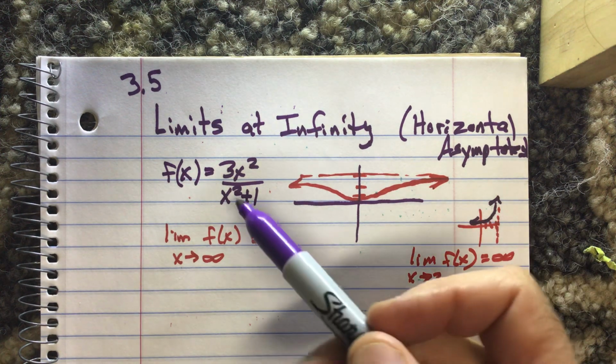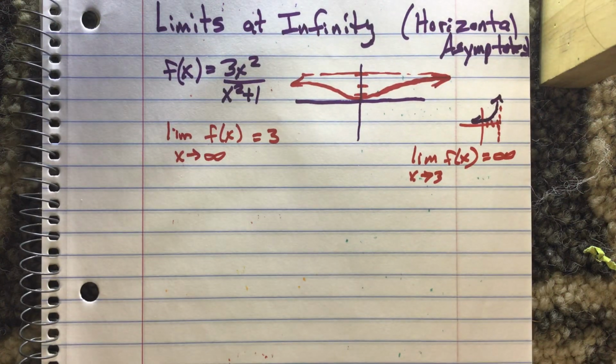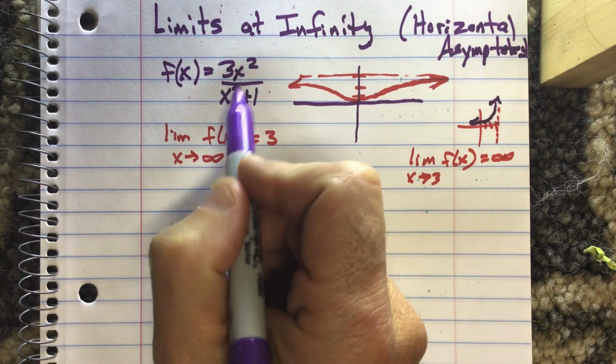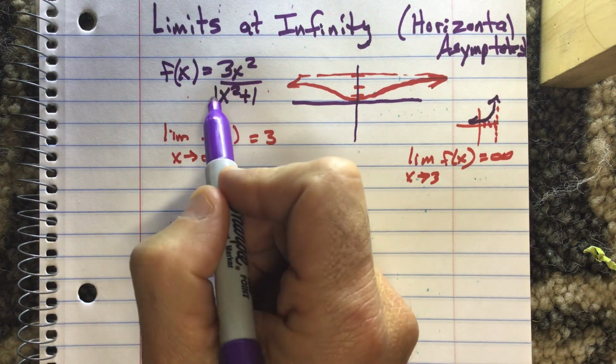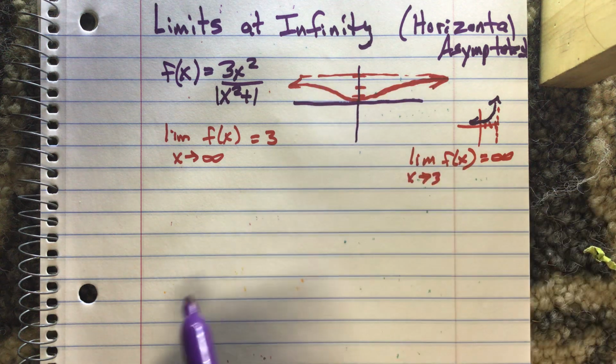And you talk about this in pre-cal, and I'll remind you of some of the rules you learned in pre-cal. There are basically 3 types of functions that you'll see, like the one here, where they have the same exponent in the numerator and the denominator. So we're looking at the coefficients, 3 over 1, and that ends up being your horizontal asymptote.